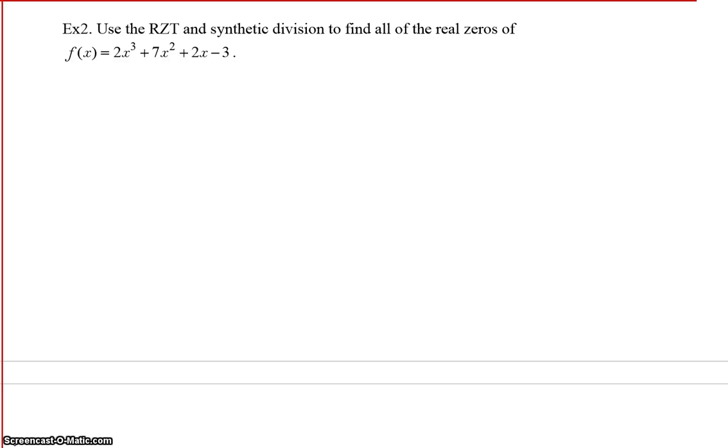And so again, we need to identify the p's and the q's. The p's are the divisors of the constant term, negative 3. And that's just plus or minus 1 or plus or minus 3. The q's are the divisors of the leading coefficient, 2. That's just plus or minus 1 or plus or minus 2.